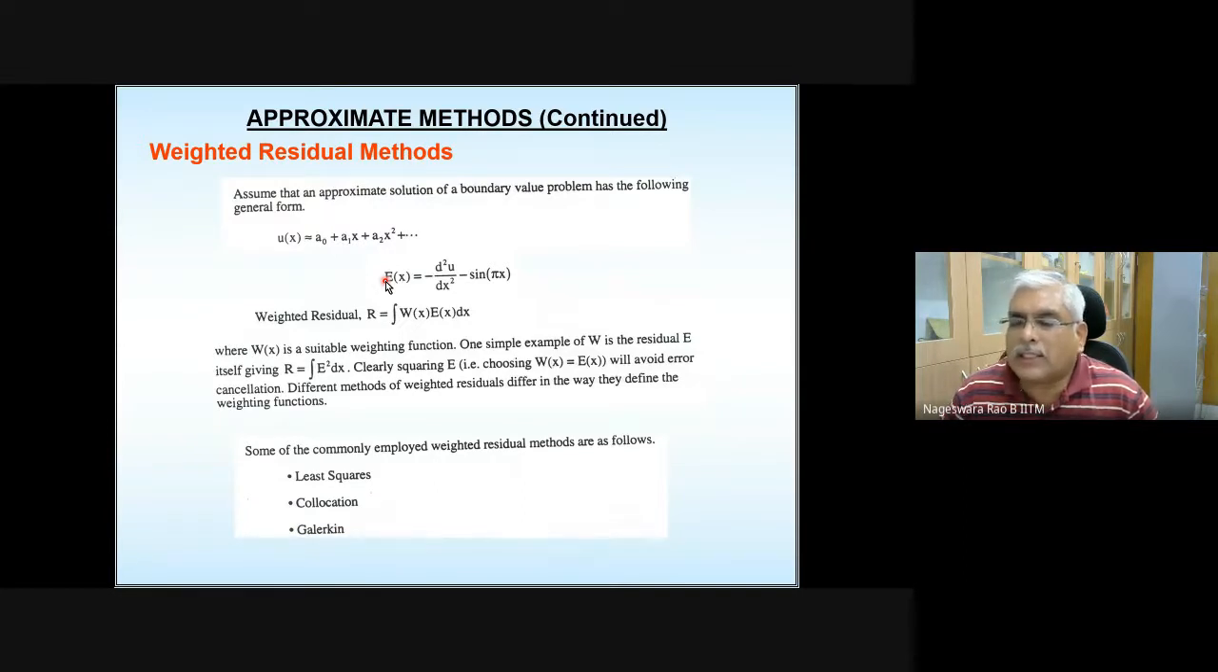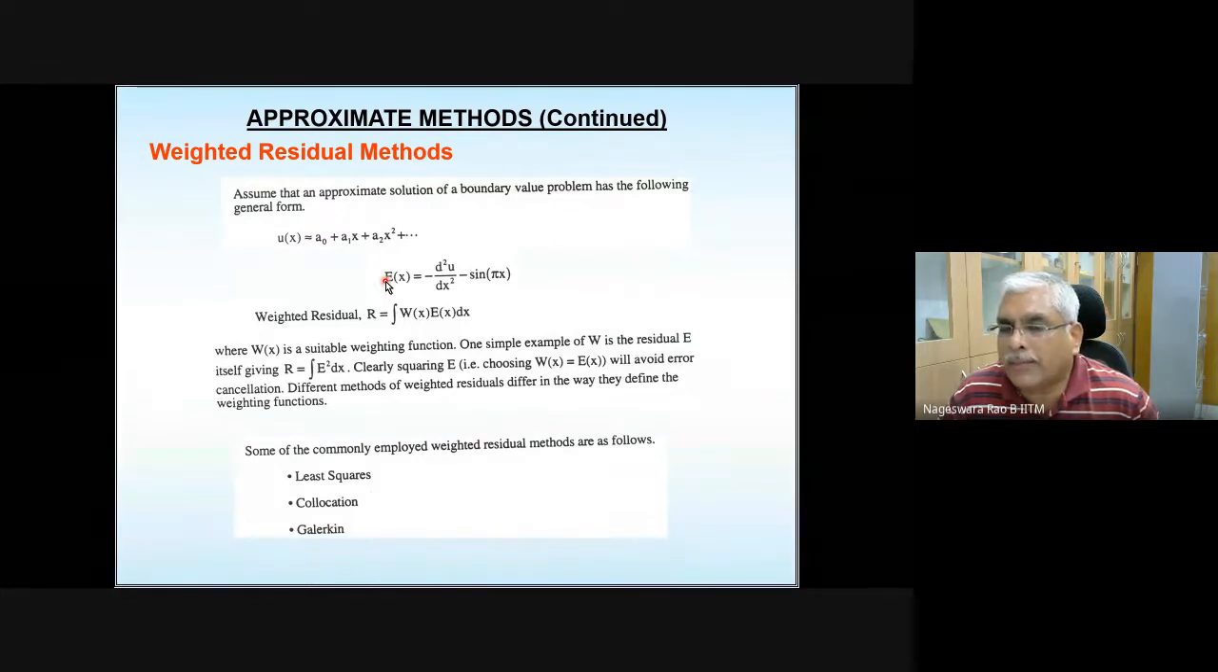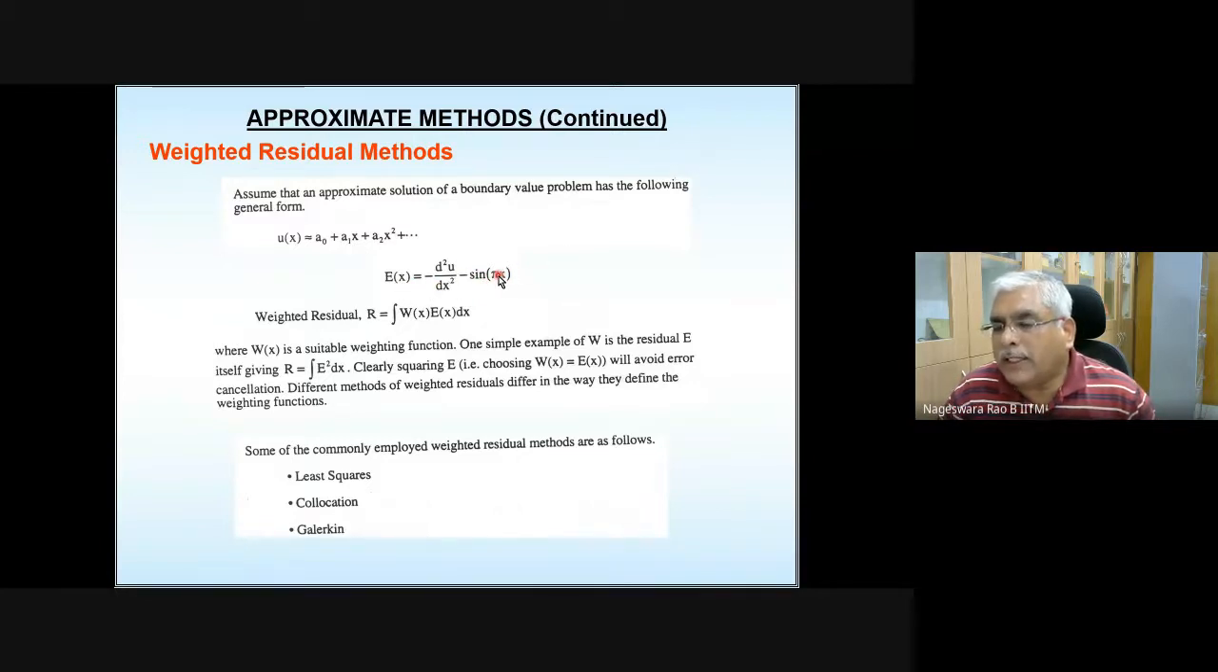As part of this introductory course, you may notice that more than half of the classes we are going to concentrate only on one-dimensional problems. Once you have a complete grip on one-dimensional problems, it is easy to extend to two-dimensional and three-dimensional cases. Anyway, this error function is a one-dimensional problem, and you need to integrate it over the problem domain, which in this particular case is 0 to 1.